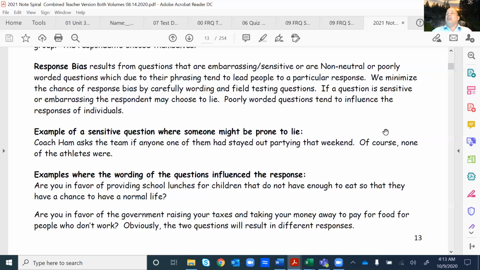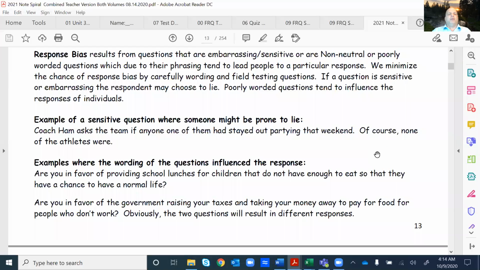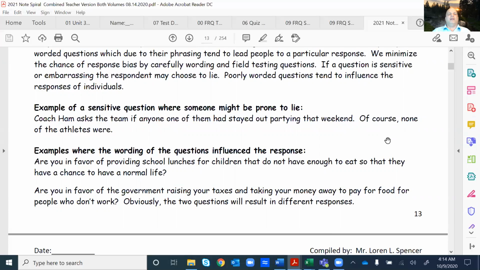And most people are going to say, yeah, I am in favor of that, because most people don't like the idea of having hungry, starving children. Most people want children to thrive and survive. So most people would be in favor of that. But on the other hand, if I ask for the same purpose, are you in favor of the government raising your taxes that you worked hard for and taking your money away to pay for food for people who don't work? And the answer is, well, no. And in my case, I'm a teacher. You don't pay me enough. Please don't take my money away.